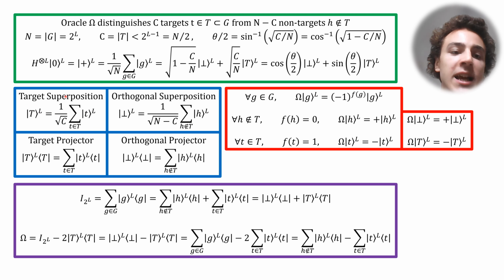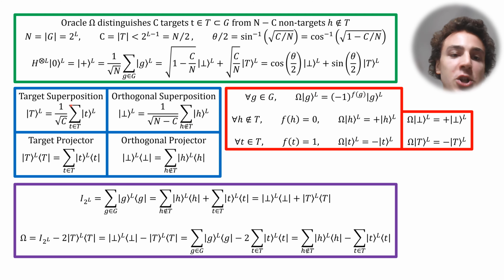And this is called the orthogonal superposition, and we're using this perpendicular sign to label this state. This is also a uniform superposition, but it only includes the non-target states. And those are labeled by these little h's. These little h's are all of the elements of G that are not elements of T. So you can see that h is not an element of T, and we're summing over all of these h's. So these are the non-targets. And in total, there are n minus c non-targets. That explains this normalization coefficient of 1 over the square root of n minus c.